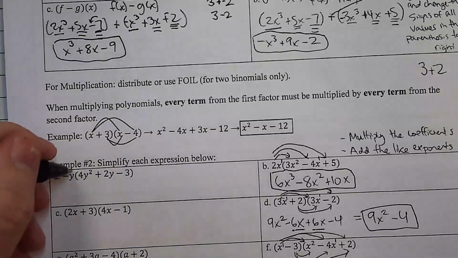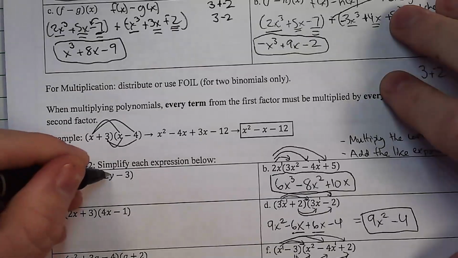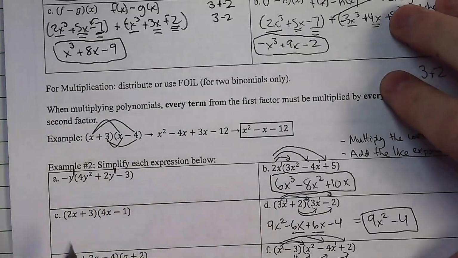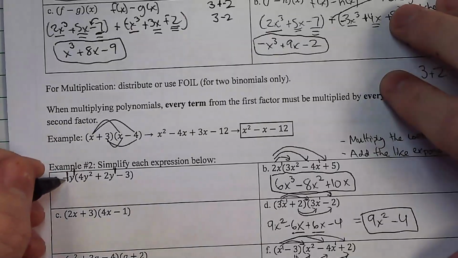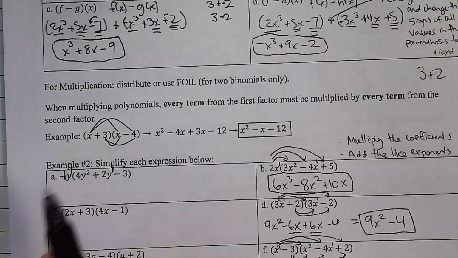Do y'all know what the exponent of y would be here, negative y? It'd just be 1. y to the first. And so this is actually negative 1y to the first. The coefficient is negative 1. That's the number in front. And then the power is 1. Okay?